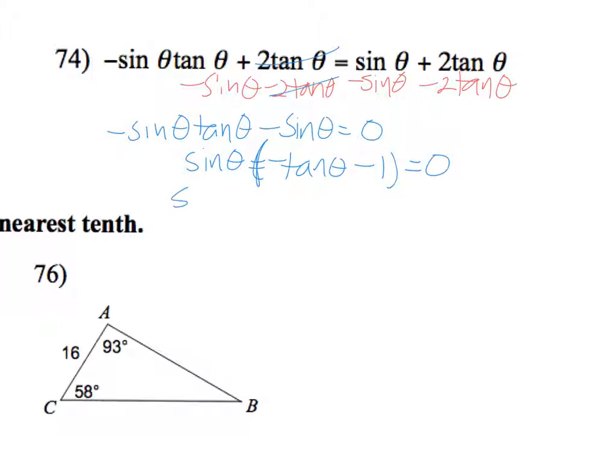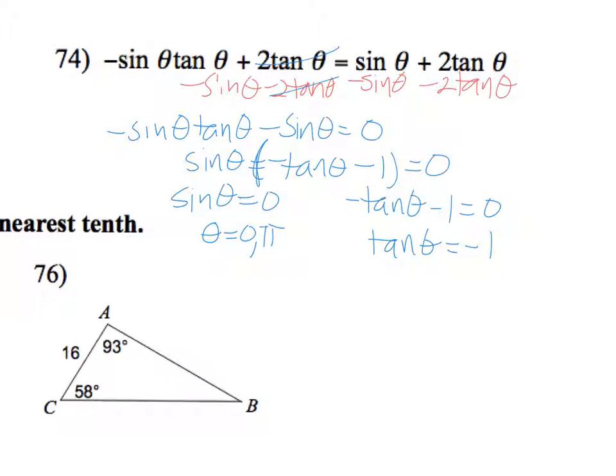Okay, so we've got sine theta is equal to 0. That's going to happen at 0 and pi. And then I'm going to have negative tangent theta minus 1 equals 0. In other words, tangent theta is equal to negative 1. That's going to happen at my 45-degree angles in those two quadrants. So theta is 3 pi over 4 and 7 pi over 4. Those would be my answers to this problem.